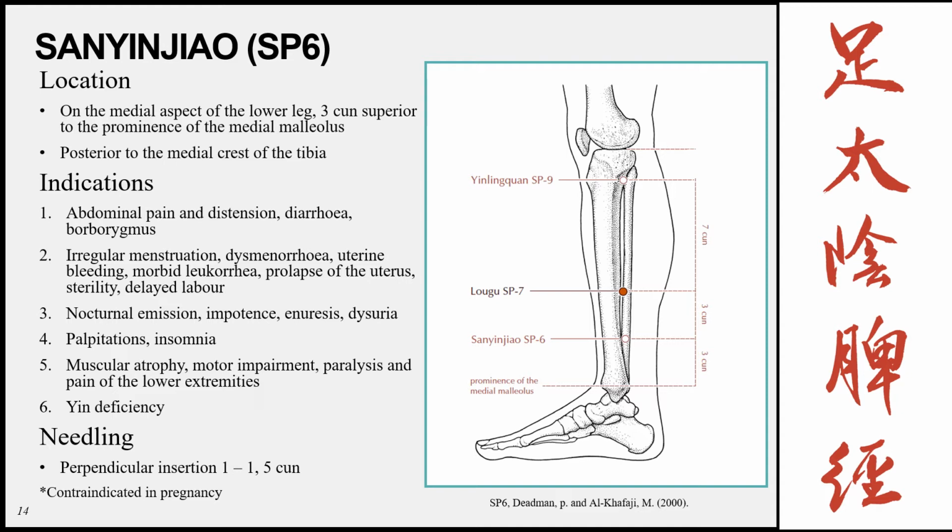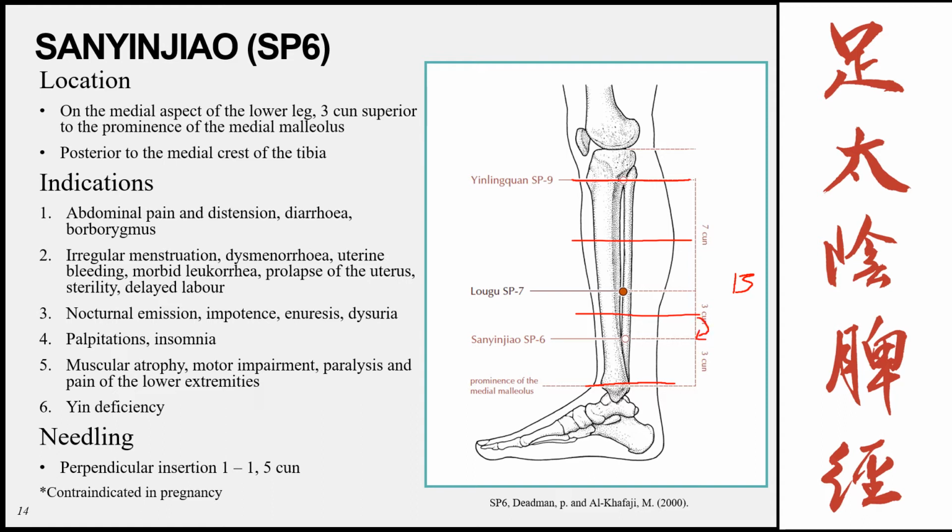So we first locate the medial crest of the tibia, which is level with spleen 9. Then we locate the medial malleolus down here, and this distance is 13 cun. And then we're going to divide this distance into 3 equal parts, and then this will put us 4 1/3 of a cun superior to the medial malleolus. So then we've got to go 1 1/3 of a cun down to where this point is located.